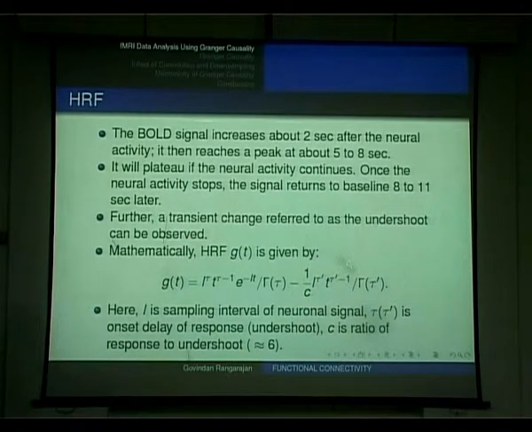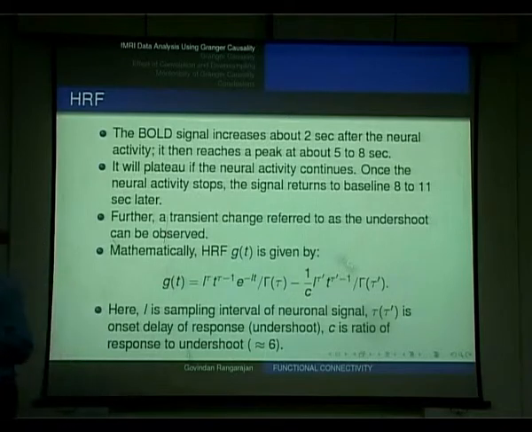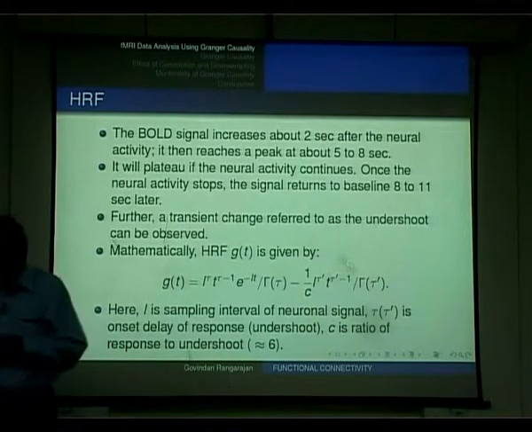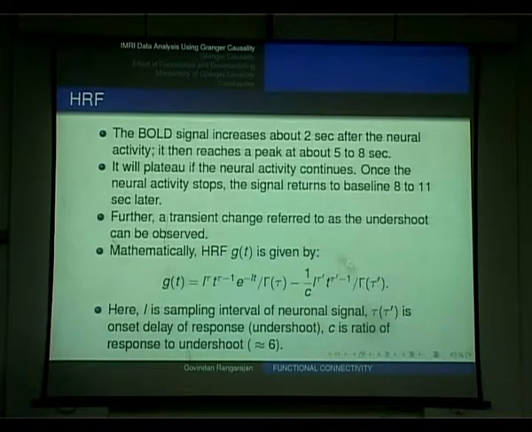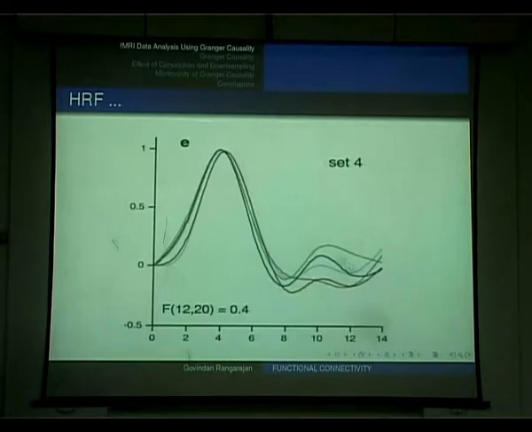Mathematically, one model of this hemodynamic response function is given by this, which is a combination of two gamma functions, but you need not worry about the details, where L is the sampling interval of the neuronal signal, tau is the onset delay, how long it takes for the BOLD response to begin, and tau prime is the corresponding time for the undershoot, and C is the ratio of the response to the undershoot. So these are various parameters which come into the HRF, and this is how it typically looks. You have this peak which happens 2 to 4 seconds later, then there is this undershoot.